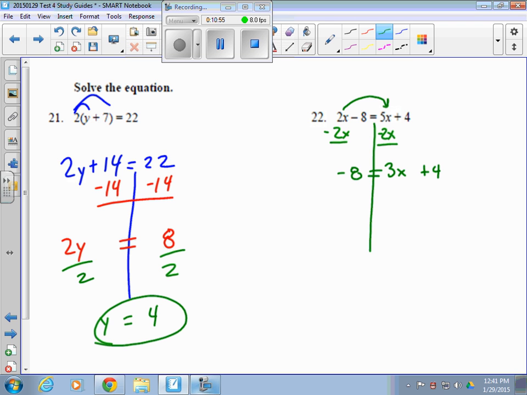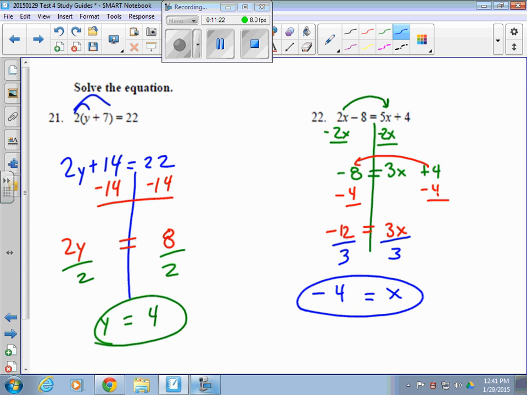If you brought 3x to the right, or if you have your x's on the right, bring your constants to the left. It says plus 4, subtracted. If you subtract it on the right, subtract it on the left. Negative 8 minus 4 is negative 12 equals 3x. Get x by itself by dividing by 3 on both sides. A negative divided by positive, opposite signs, is always going to be negative. 12 divided by 3 is 4. X is negative 4.